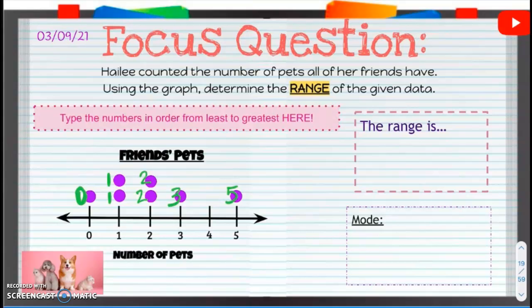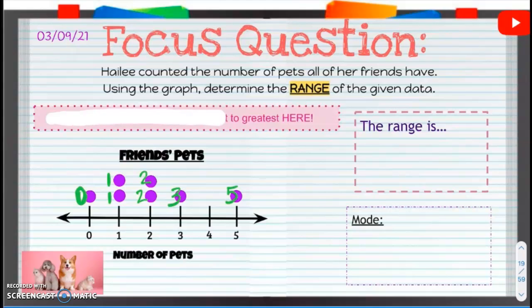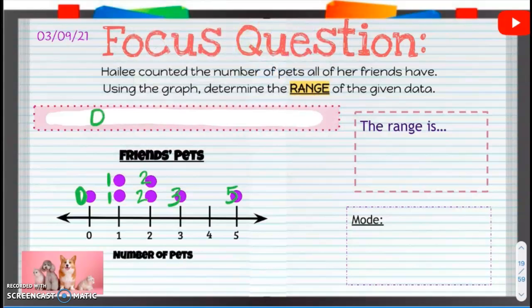So if I put them in order from least to greatest, up here, I'll have that 0, 1, 1, 2, 2, 3, and 5.